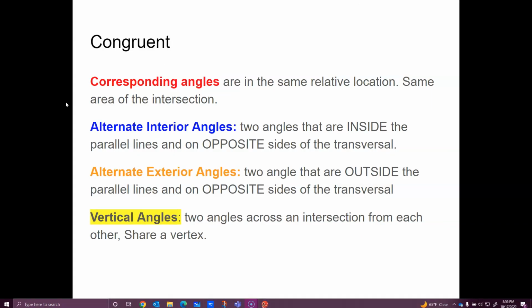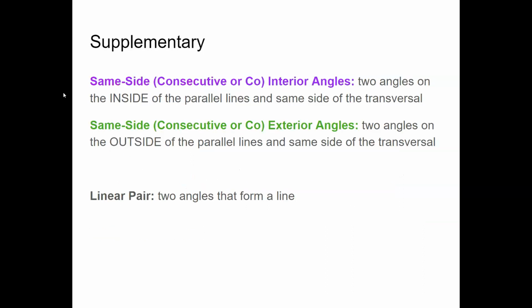So our corresponding angles, alternate interior angles, alternate exterior angles, and vertical angles are all congruent. And the only one of these that are not on opposite sides of the transversal is our corresponding angles. Supplementary angles are same side interior and same side exterior. So those are on the same side of the transversal.